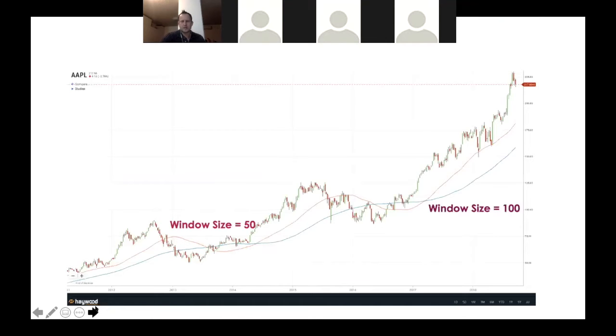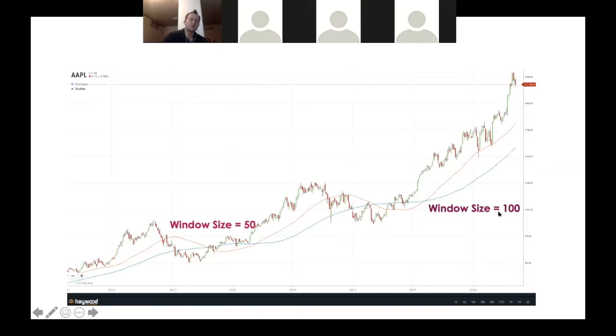Okay, and again, here is an example of the 50 versus 100 period moving average. Notice how with a smaller window size, we are hugging the asset a lot more closely. As the asset changes, the 50 period is a lot faster to react than the 100 period, because the 100 period has more points to average in. So it's just going to change gradually. Does that make sense?